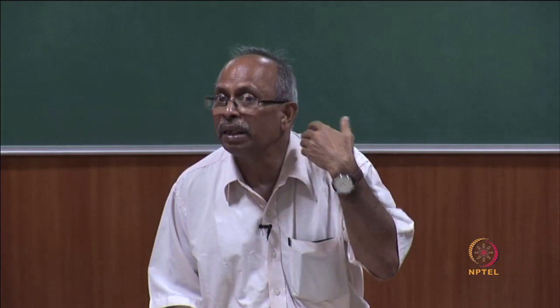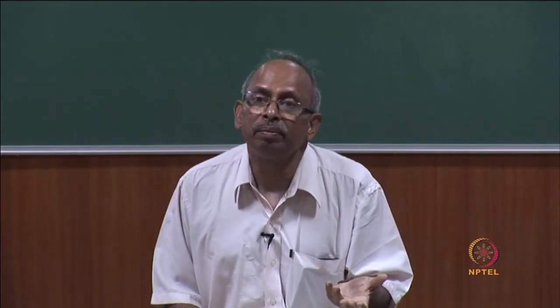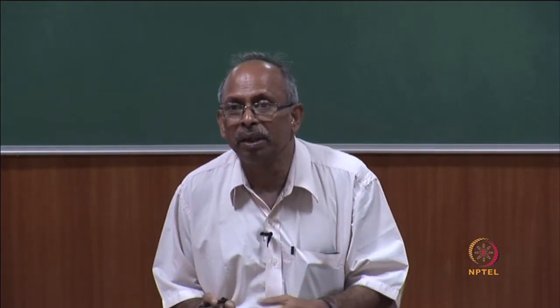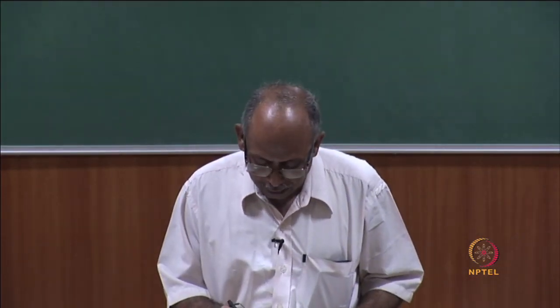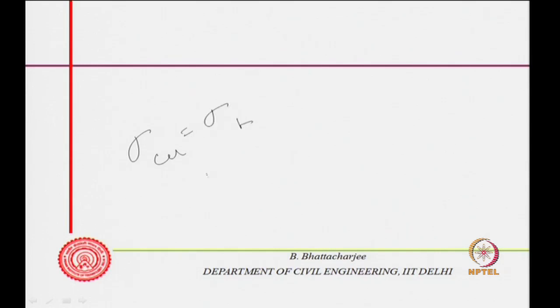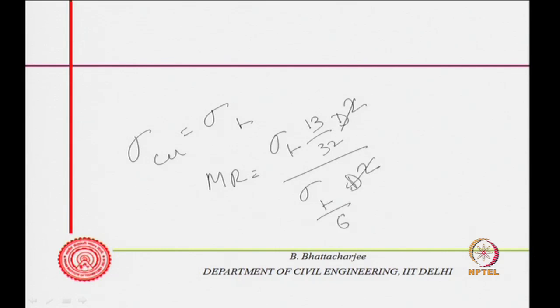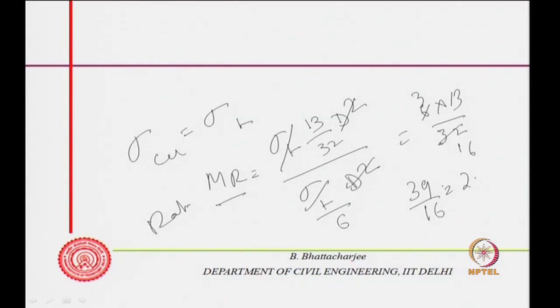So, even if there is no strength enhancement, I will still get flexural strength enhancement, because to have the same moment of resistance I need only 41% of sigma t. Now, supposing sigma Cu is equal to sigma t, then the ratio of moment of resistance will be given as sigma t 13 by 32 d square divided by sigma t by 6 d square. You cancel this out, and you will get 6 into 13 divided by 32, which is 39 divided by 16. So, 39 divided by 16 will give me how much?